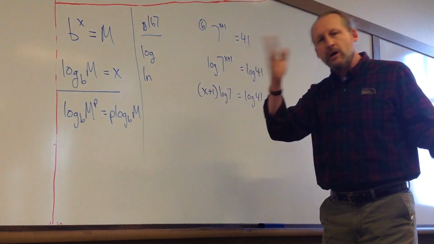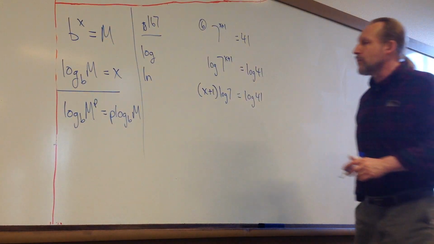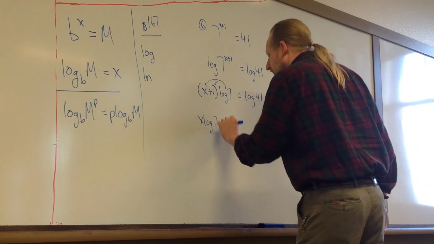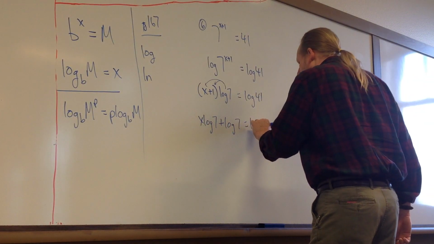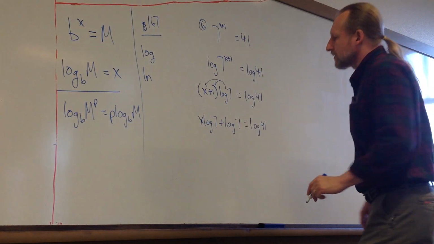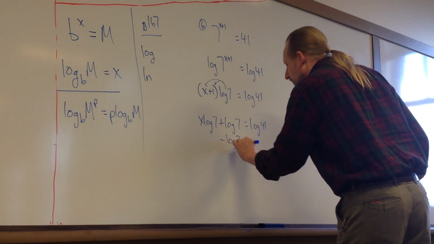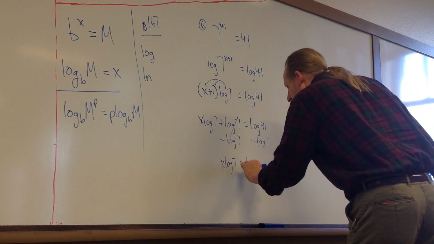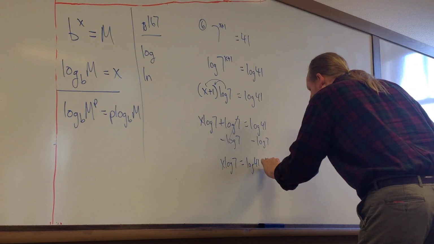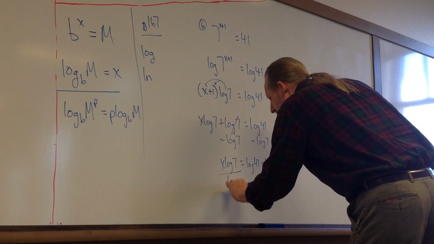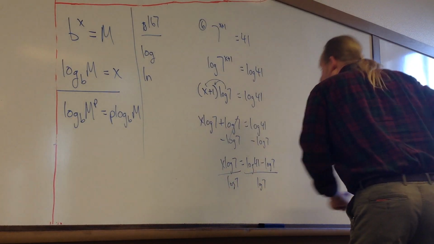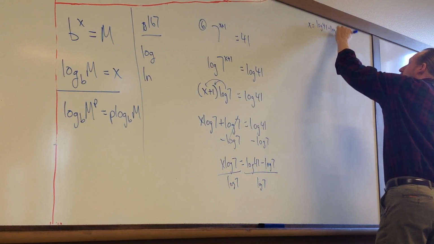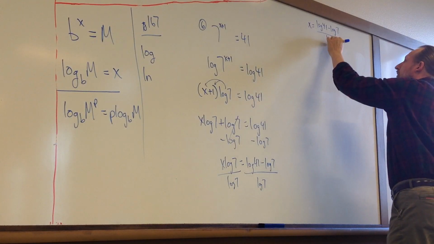There's another way to do this. I'll come back at the end and do this a slightly different way. Okay? But for right now, let's just distribute the log 7 into the parentheses. So here's our x. So let's take anything that doesn't have an x and move it to the other side. So now we've got x log 7 equals log 41 minus log 7. And then we can just divide on both sides by the log of 7. So we get x equals log 41 minus log 7 all over the log of 7.